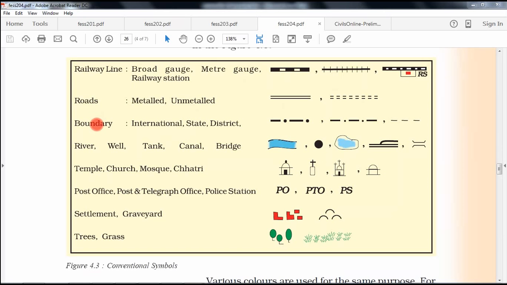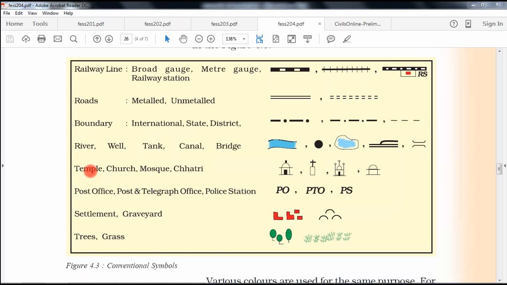Then boundaries. In the political maps we see these things, right? So there are different boundaries: international, state and district boundaries. International boundaries are with a thick line of lines and dots. Then a somewhat lighter line, then you have a dotted line. Then you have physical features like a river, well, tank, canal and bridge. A river is a flowing river. It's a well, it's a tank, it's a canal, and there is a bridge.